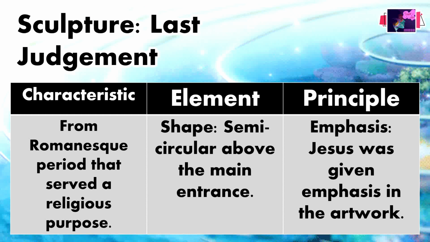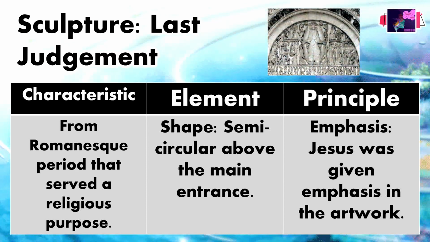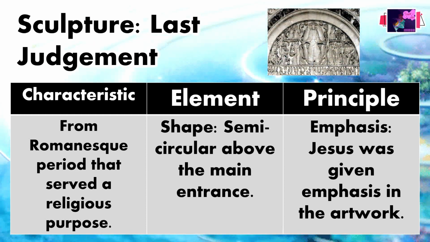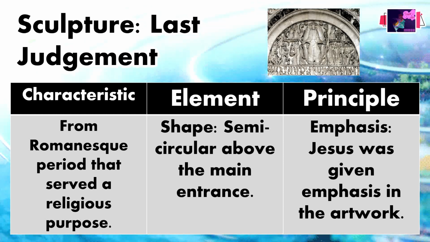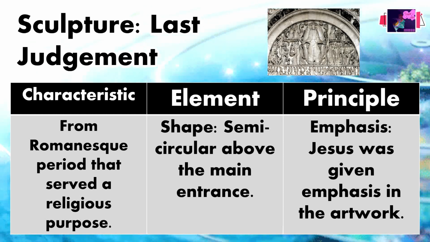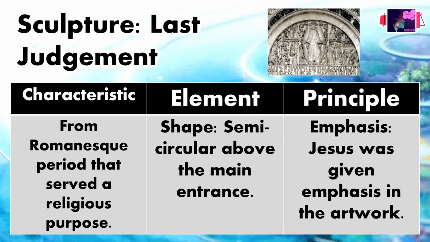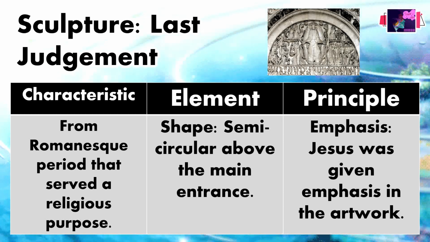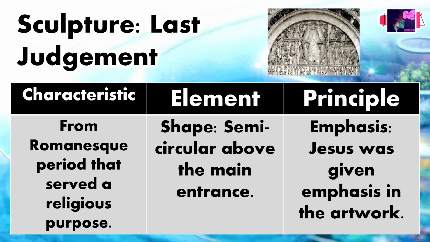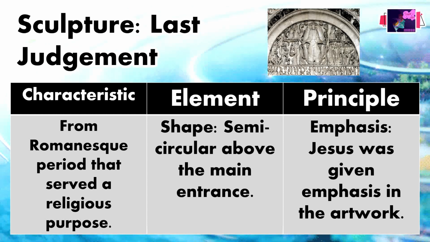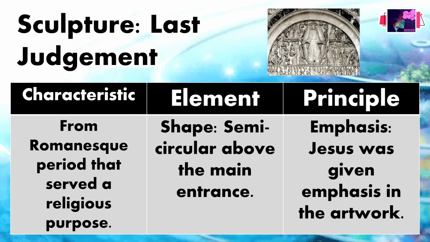Here is the summary of the Last Judgment. It is from the Romanesque period that serves a religious purpose. For the shape, it is semicircular above the main entrance. And for the principle, we are still focusing on emphasis. Jesus was given emphasis in this artwork.